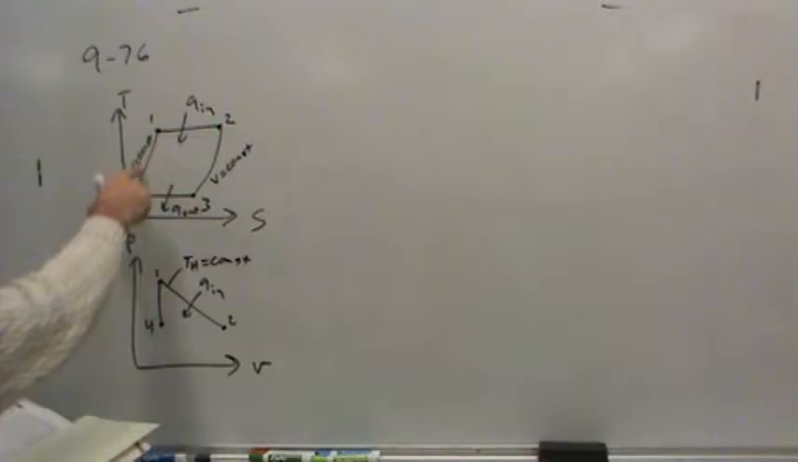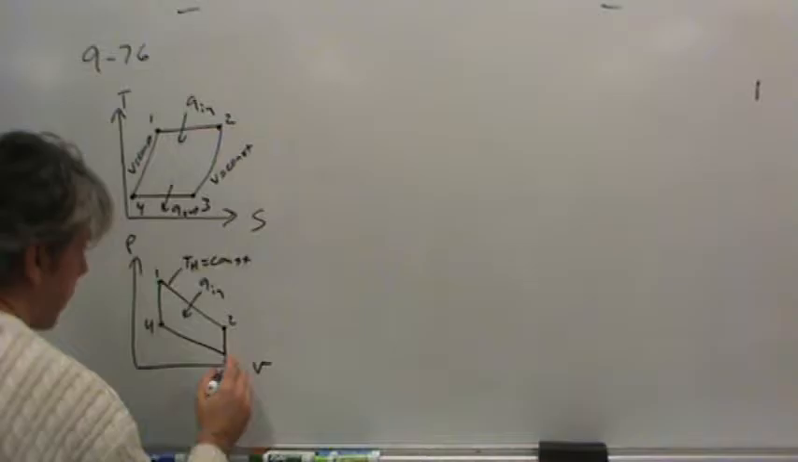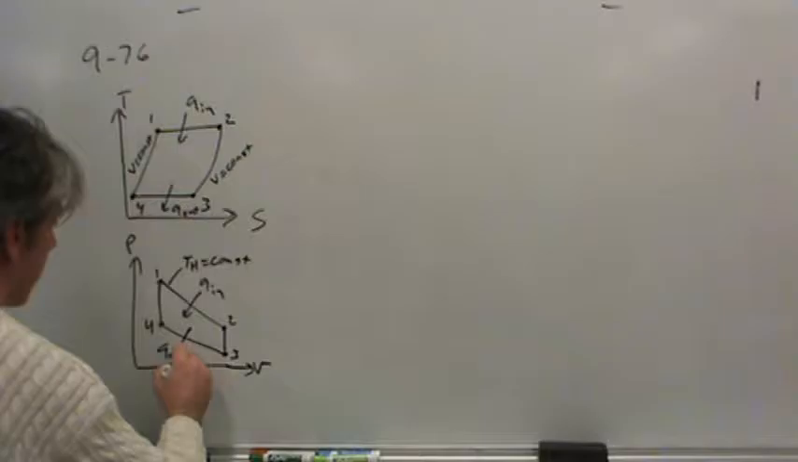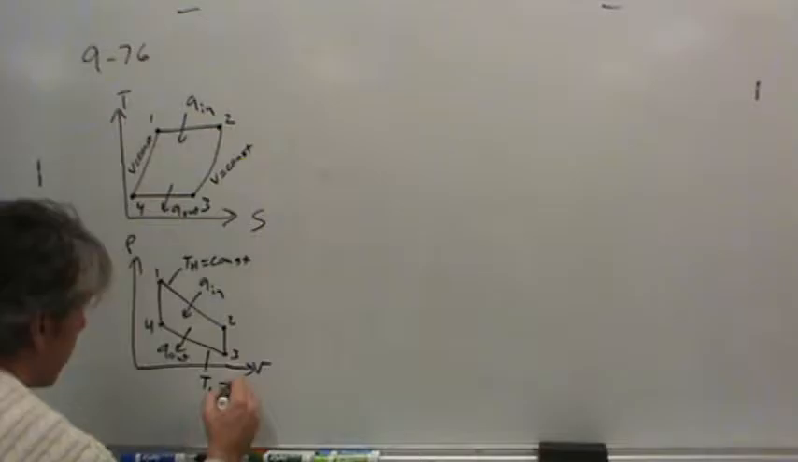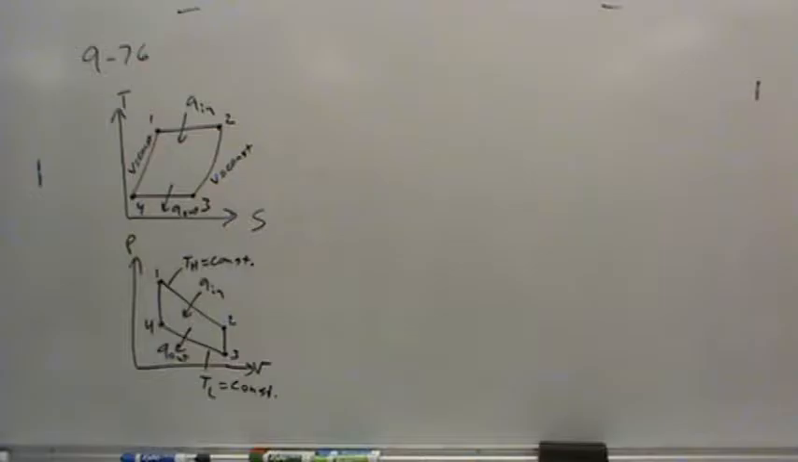And this is constant temperature, which you can see from up here. There's 3, here's Q out. Okay, let's see, of course this is a constant temperature heat rejection process. That should be enough of these cycle diagrams to solve this.